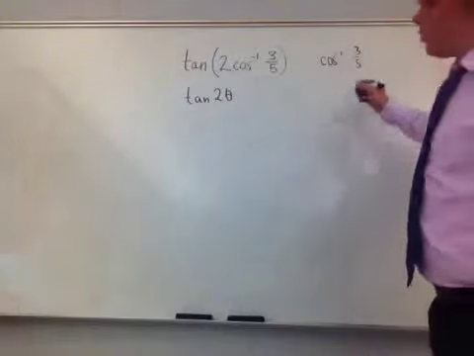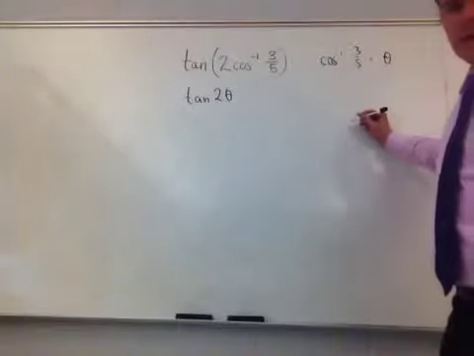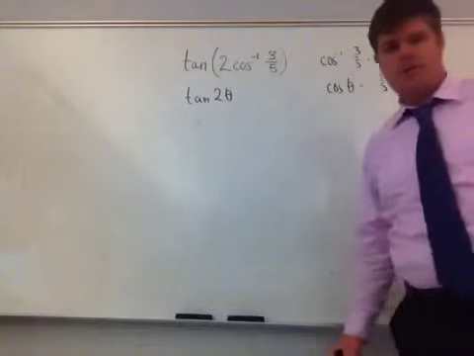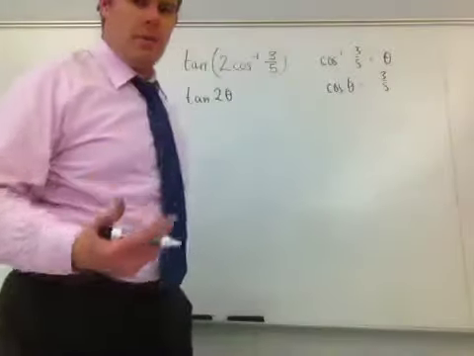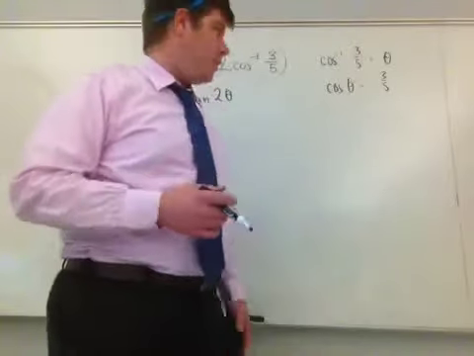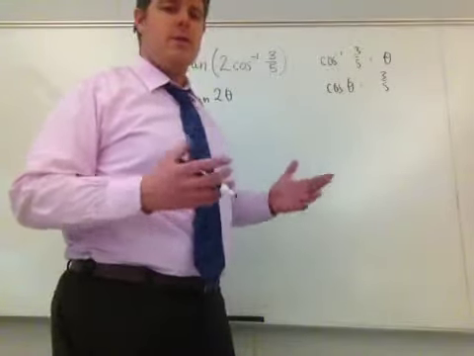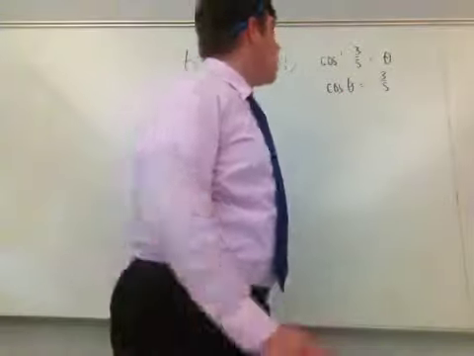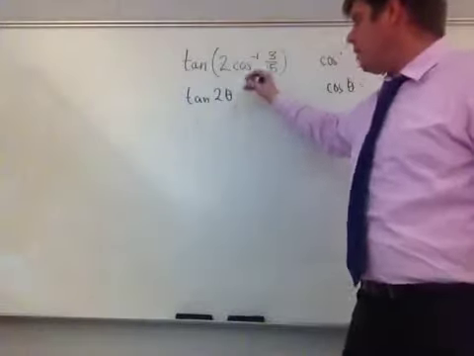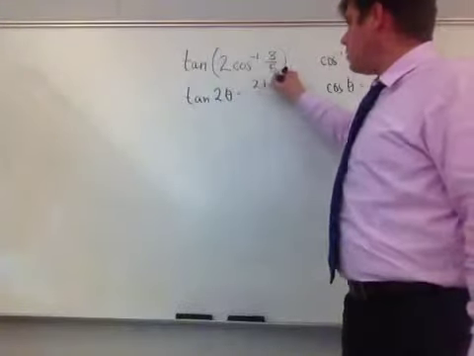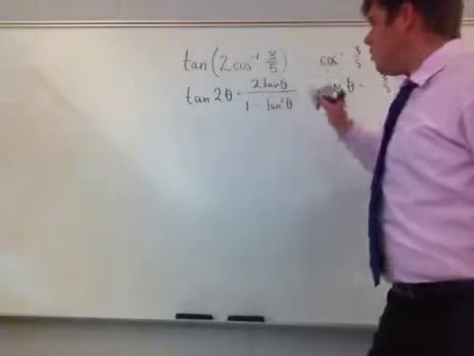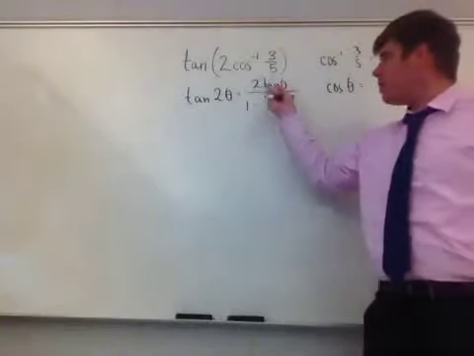By this, if that is equal to theta, then I know that cosine theta is equivalent to 3/5. That is just a formula, and you get that from my earlier videos where I talked about inverse functions and what an inverse function really is. Since I have this, tangent 2 theta is really just 2 times tangent theta divided by 1 minus tangent theta squared. So all I need to do is figure out what tangent theta is.